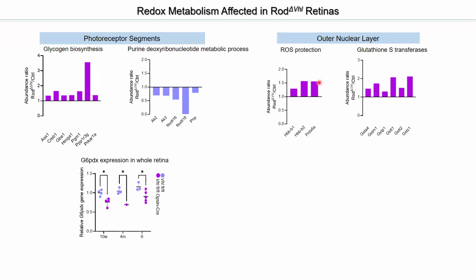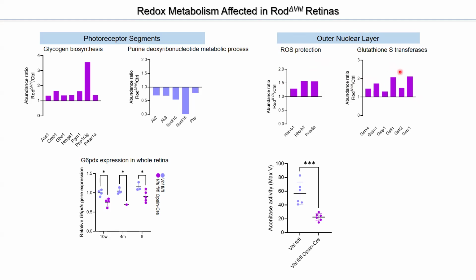When we then looked at the outer nuclear layer, we saw very clearly proteins that were upregulated that are important for the protection against reactive oxygen species, and all glutathione S-transferases that we were able to capture with the proteomics were increased, suggesting again that there is a disbalance in the redox status.